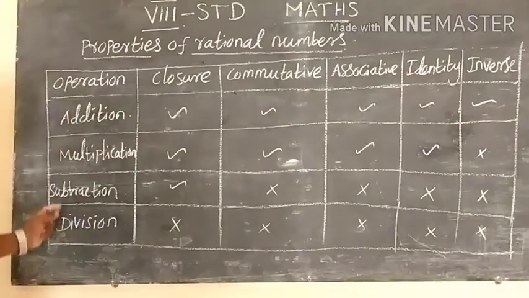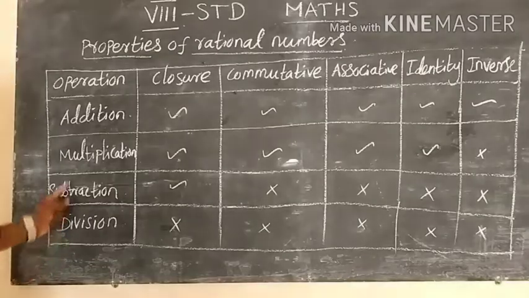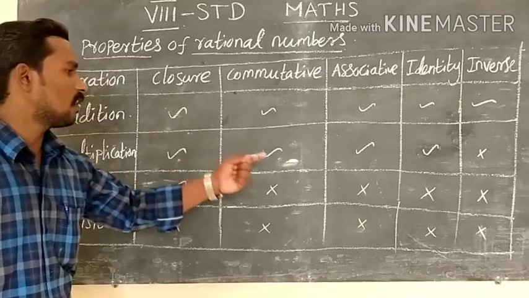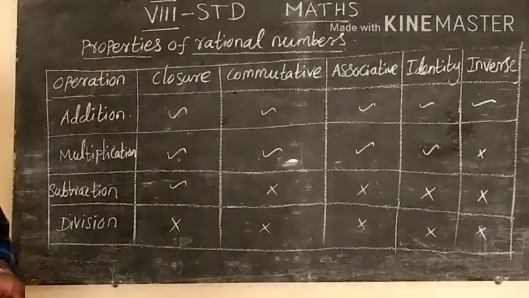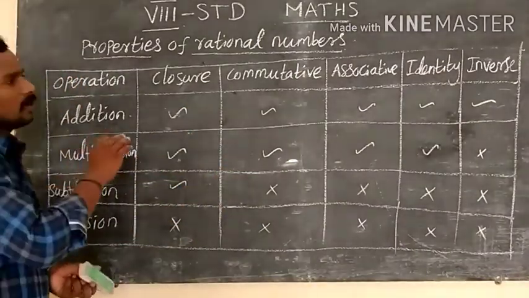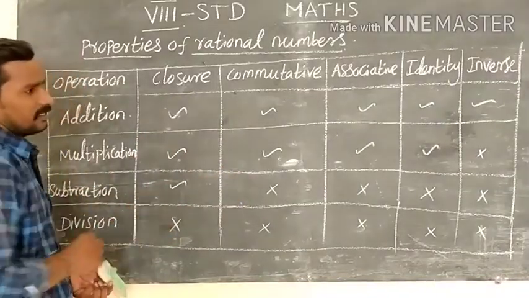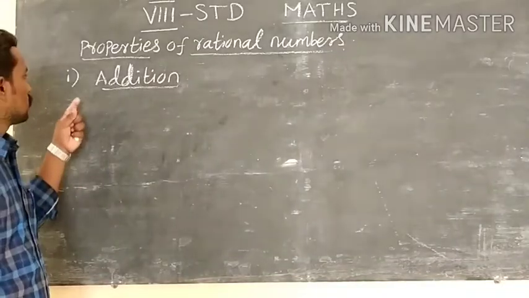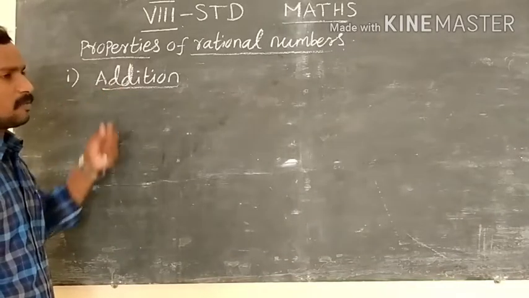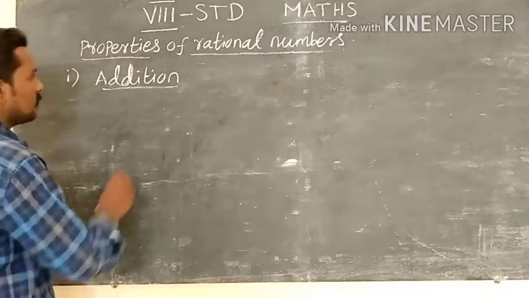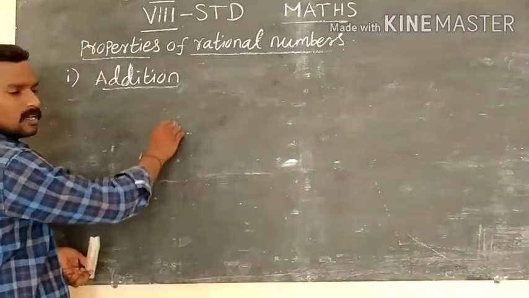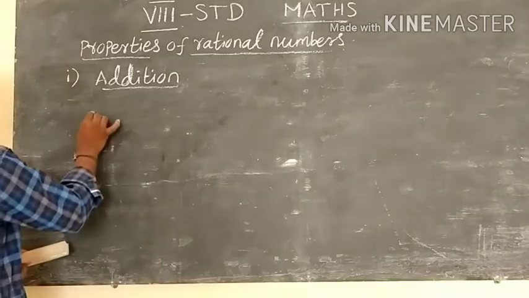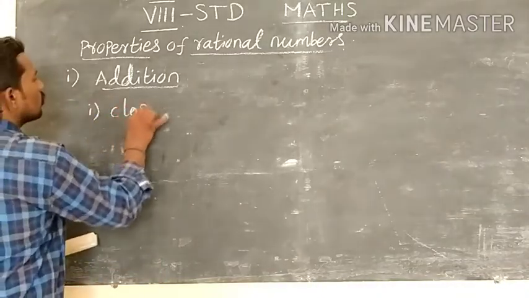Okay, we have the four fundamental operations. For these operations, which property is true and which is false, these are the results of the properties. Have you understood? Okay, dear students. The first one is the addition operation. So addition wise, now we will discuss the properties. The first one is the closure.